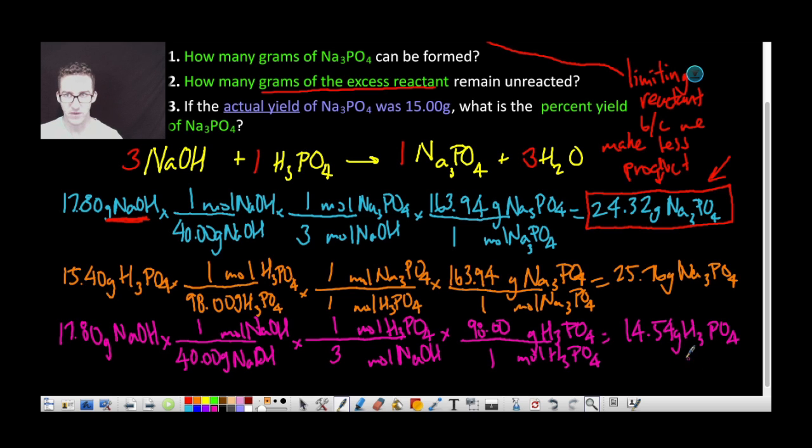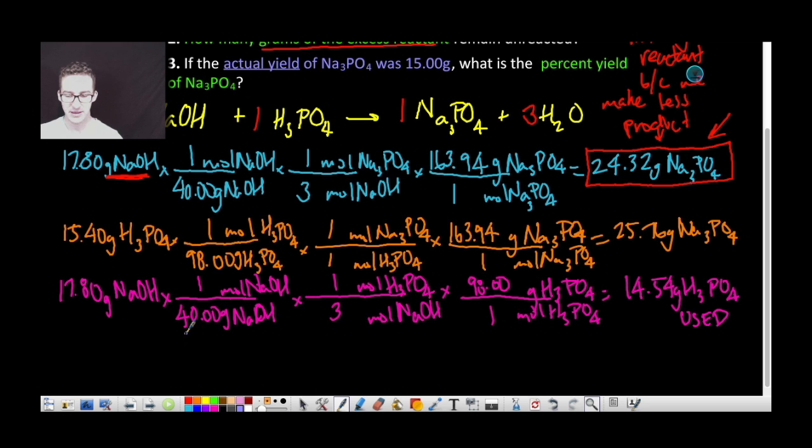Now, this is the amount of phosphoric acid that was used when I reacted that 17.80 grams of sodium hydroxide. Question number 2 is asking us how much of the excess reactant remains unreacted. So, if we originally had 15.40 grams of the phosphoric acid, and we're only reacting 14.54 grams of it, then we're going to have 0.86 grams of the phosphoric acid left over.